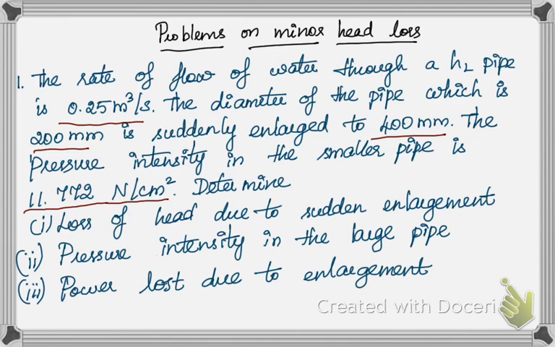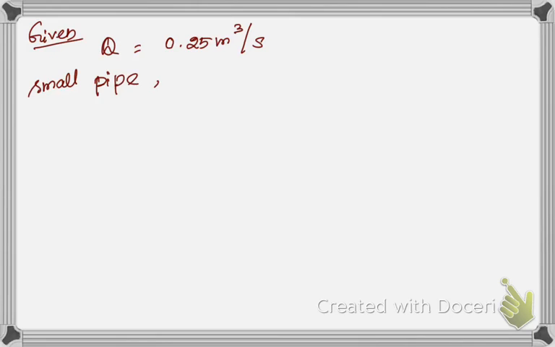So first we'll write the given data. The first given data is discharge. We'll denote our discharge as Q. So Q is equal to 0.25 meter cube per second. Then they have given the diameter of the pipe. I'll keep the diameter of the smaller pipe, so I'll write small pipe diameter to be D1, which is 200 mm, which is nothing but 0.2 meter.